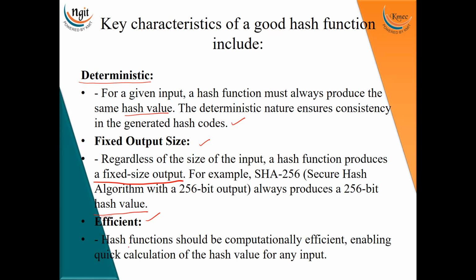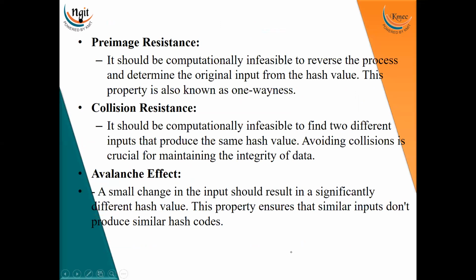What is meant by efficient? A hash function should be computationally efficient, enabling quick calculation of the hash value for any input. Next, what is pre-image resistance? It should be computationally infeasible to reverse the process and determine the original input from the hash value. This property is known as one-wayness. What is collision resistance? It should be computationally infeasible to find two different inputs that produce the same hash value. Avoiding collisions is crucial for maintaining the integrity of the data.